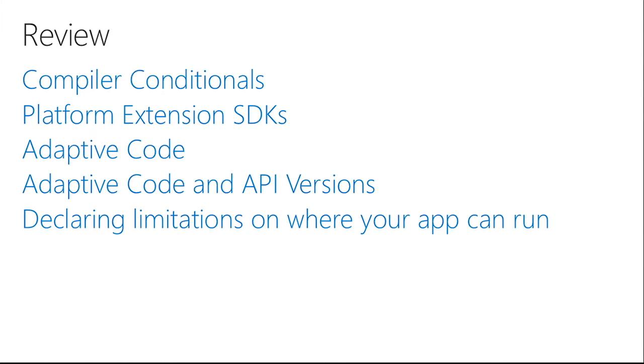All right, so that's the adaptive code story. We looked at the compiler conditionals, which is at compile time, how you use platform extension SDKs to add references to APIs that are in specific API extensions, then the adaptive code pattern for actually calling them safely and making sure that they can't be called on the wrong platforms. And then a little bit about API versioning and declaring some limitations on the packaging. All right, so we're done with that.